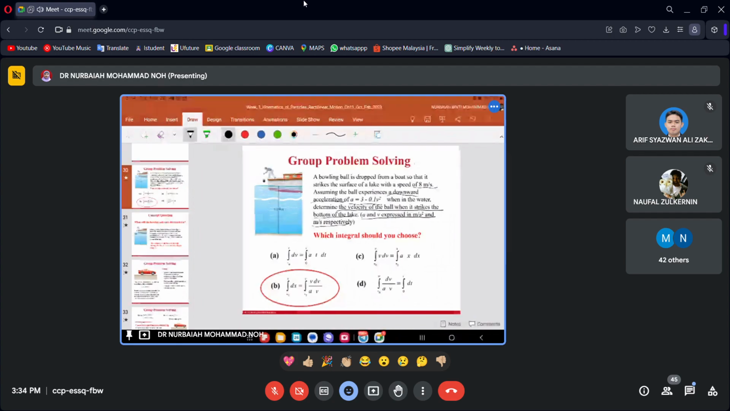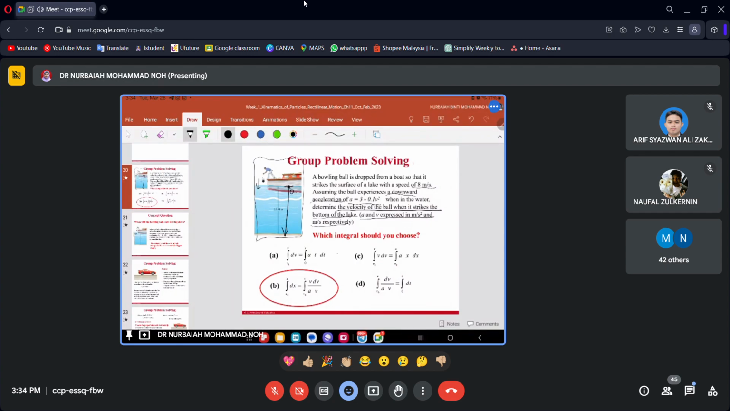Okay, dia akan kasih gambar rajah ni lah. Dia kata a bowling ball is dropped. Drop maksudnya you jatuhkan dia ke bawah lah. Pergerakan maksudnya pergerakan partikel ni bagaimana, pergerakan dia ke bawah. So meaning that our coordinate axis will be assumed downward positive. So ini adalah origin. So everything going downward below this water adalah positive.